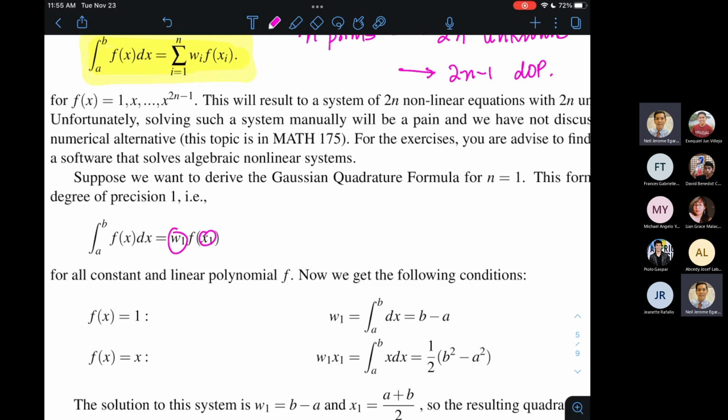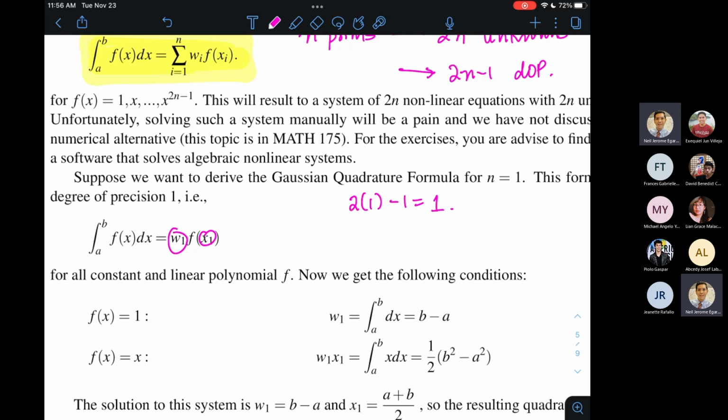Para maging mukha siyang quadrature rule talaga. So meron akong dalawang unknowns. Isang point, dalawang unknown, tapos yung degree of precision ay 2n minus 1. So that would be 1. So ibig sabihin, kapag gagamit lang ako ng isang point, yung quadrature formula na madiderive ko, kaya niyang i-integrate eksakto lahat ng constant at saka linear polynomials.